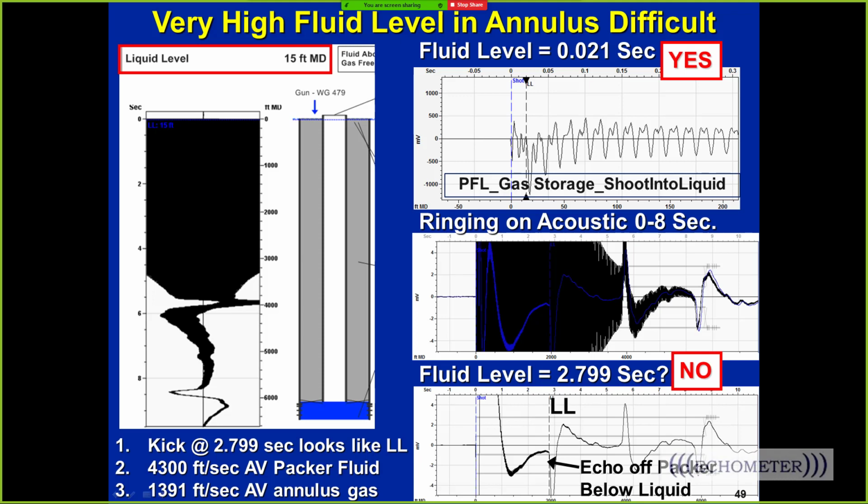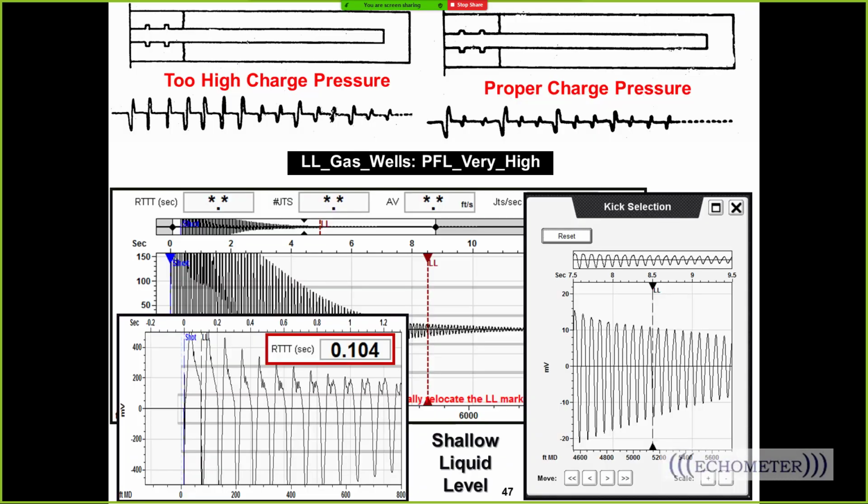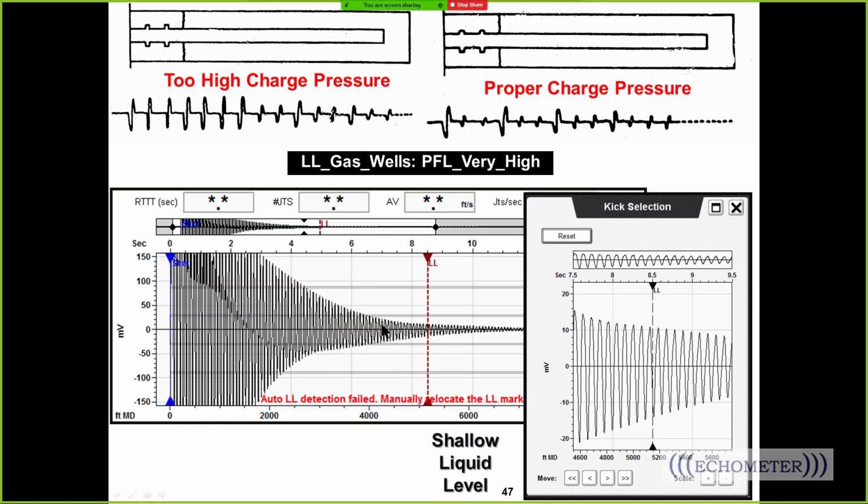After we went back and re-examined this data, we saw that there was a liquid level 0.02 seconds from the surface, about 15 feet. And so whenever you see a shot that looks like a funnel, and it's kind of like a high frequency noise, usually that's due to something high in the well. So when we go back and look at this, see how it looks kind of like a funnel or a tornado and all these high frequencies? That's a signal to you that there's a high fluid level in the well.